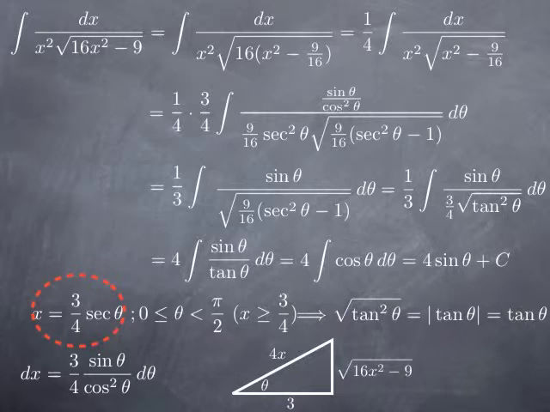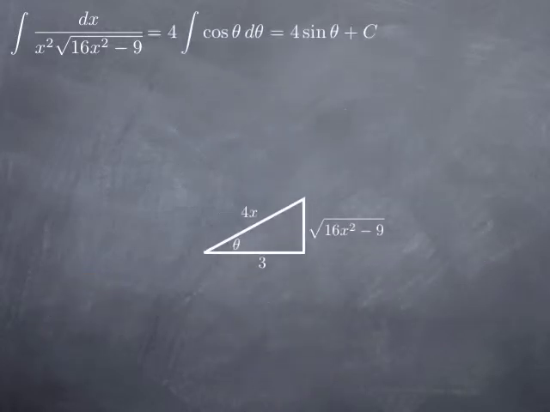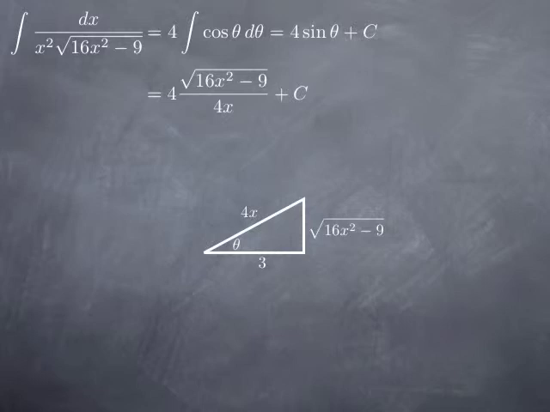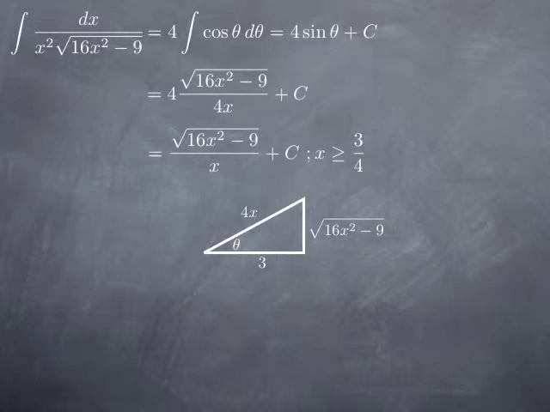So now I'm looking for sine of theta. This is the opposite side, root of 16x squared minus 9, divided by the hypotenuse 4x. So I end up with 4 multiplied by root of 16x squared minus 9 divided by 4x. The 4 cancels out, and again this gives me an antiderivative of the function 1 over x squared root of 16x squared minus 9 on the interval x greater than or equal to 3/4.